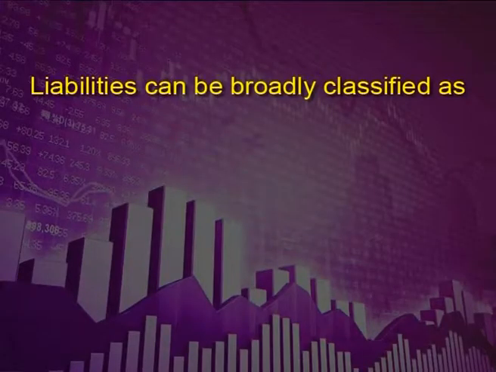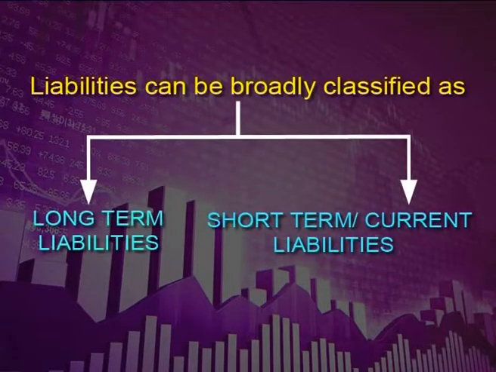Let us have an example on liabilities. Let us say a businessman takes a loan from his friend, maybe a relative or maybe some bank. So, this amount of loan taken for business will be a liability for the business. Now, liabilities can broadly be classified in two parts. Either they are short term liabilities or they are long term liabilities.